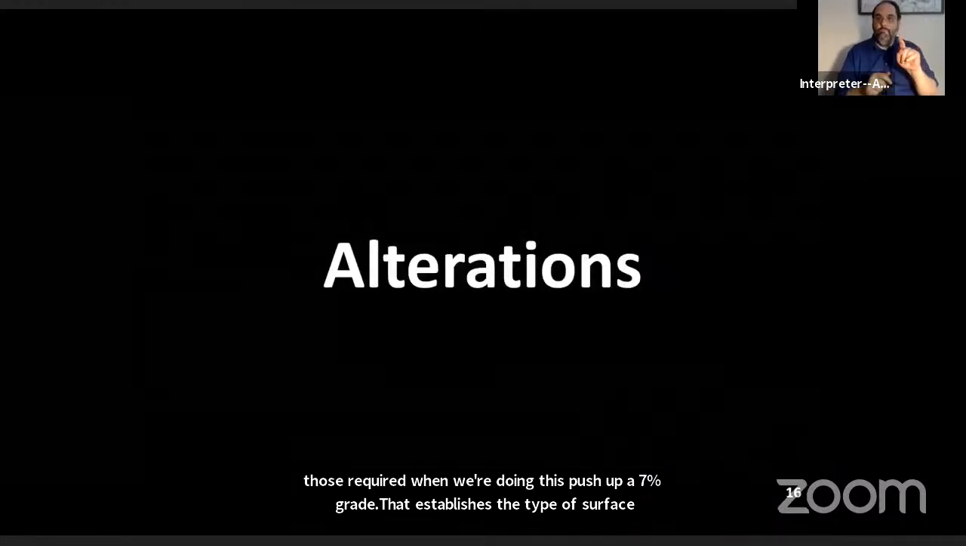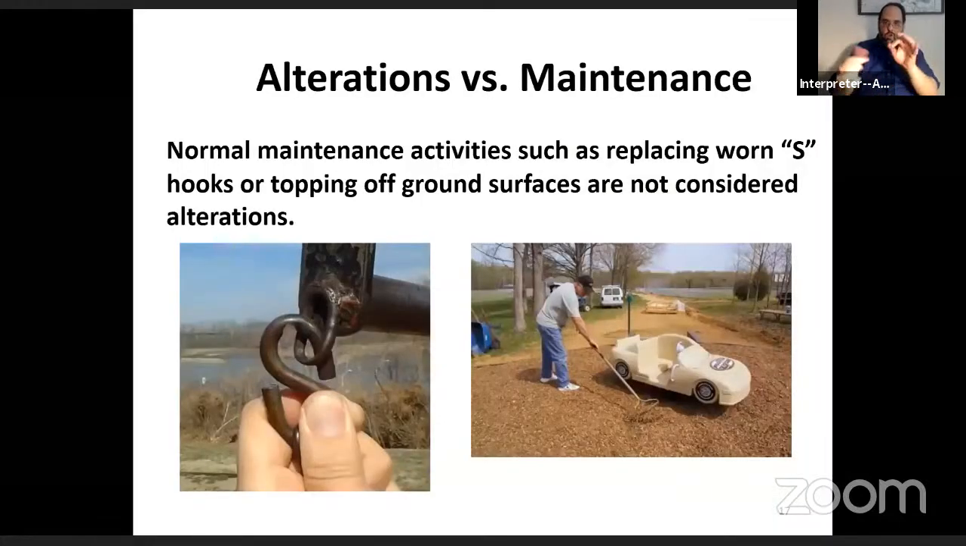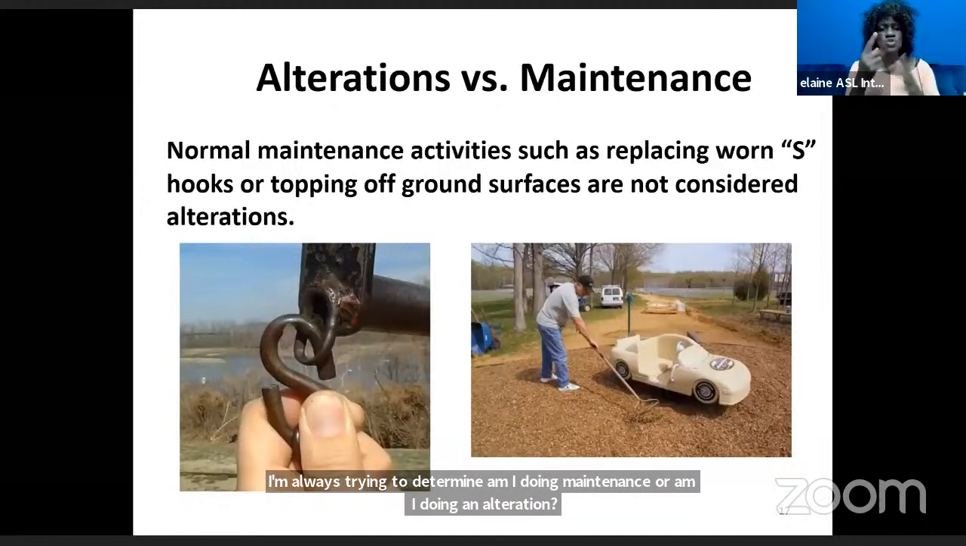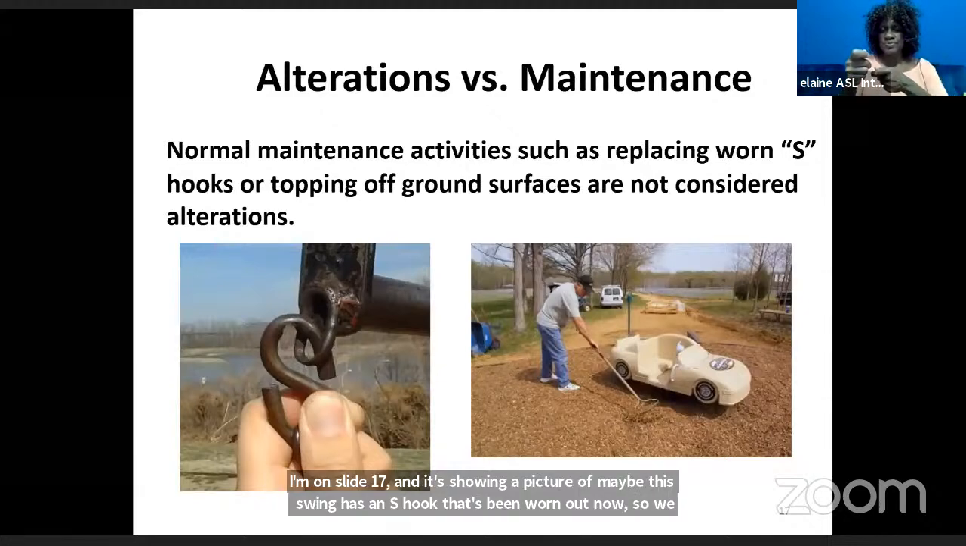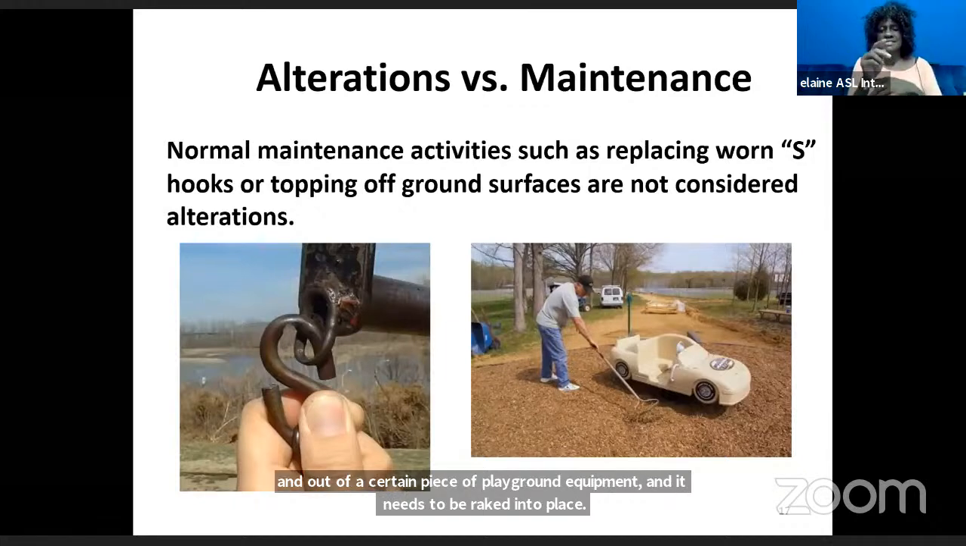Moving on to alterations. I have an existing play area and I'm always trying to determine, am I doing maintenance or am I doing an alteration? I'm on slide 17 and it's showing a picture of maybe the swing has an S hook that's been worn out now, so we need to replace it. Or maybe the surface has been displaced where children are coming in and out of a certain piece of playground equipment and it needs to be raked into place. Both of these would be considered maintenance because you're just returning the characteristics that were already there, okay?